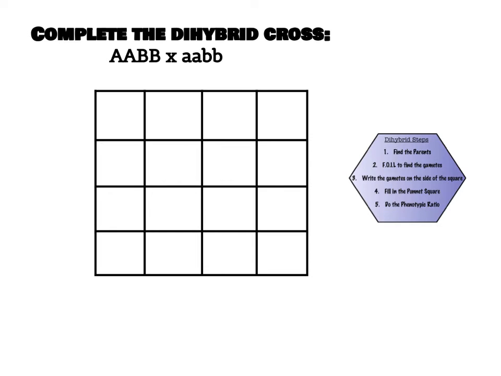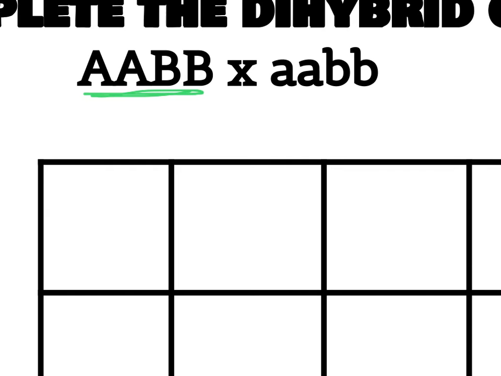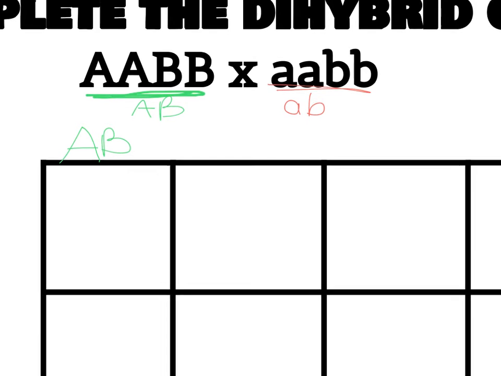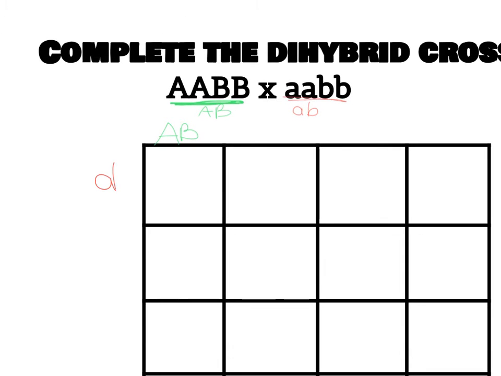All right, so I'm going to take my first parent here and figure out the possible gametes this parent can make. Okay, I only see one possible gamete, a big A and a big B. So I'm going to put that parent on the top of the Punnett square, big A and a big B. All right, this parent, I only see one possible gamete as well, little a, little b. So I'm going to put that on the side, little a, little b. All right, let's go ahead and fill in the Punnett square.